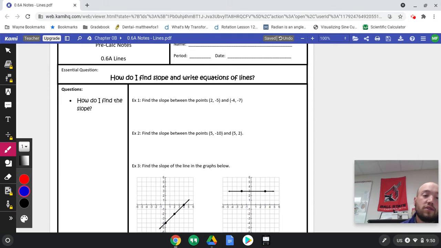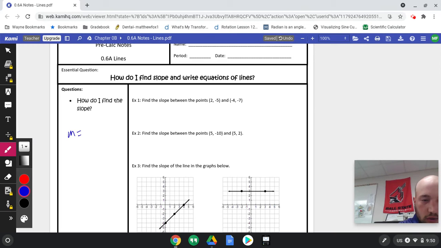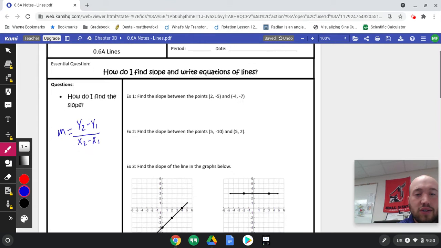Okay, so first question here is, how do I find the slope? So if we have 2 points, we know rise over run. So if we think about it, rise means how much does it move up or down? So that's the change in y. So our slope, represented by an m, is y2 minus y1, all over x2 minus x1. The run is the change in x.